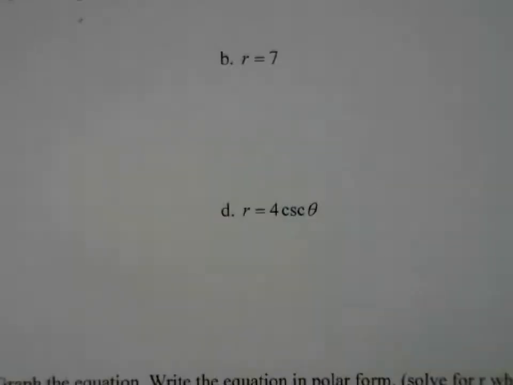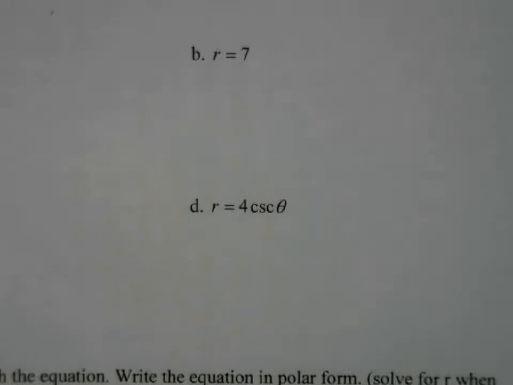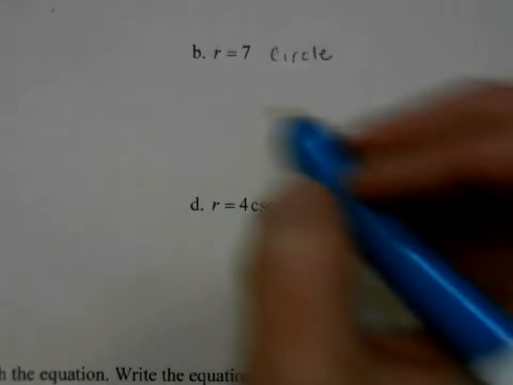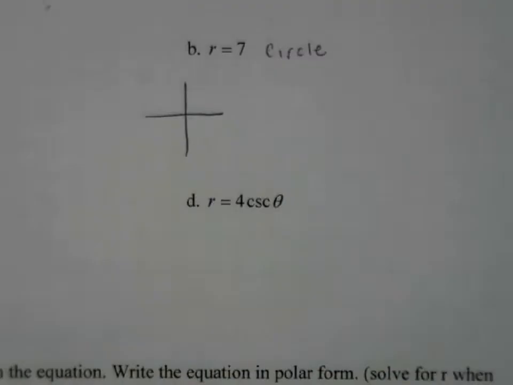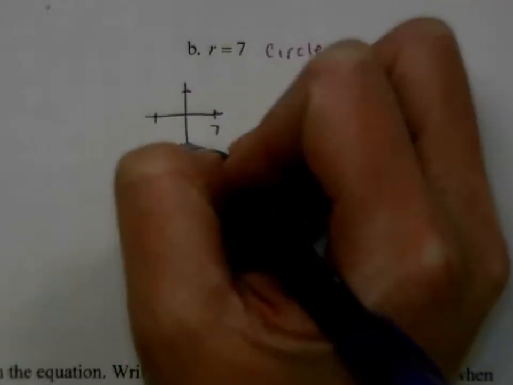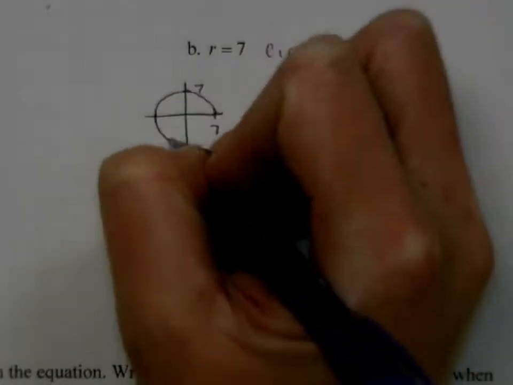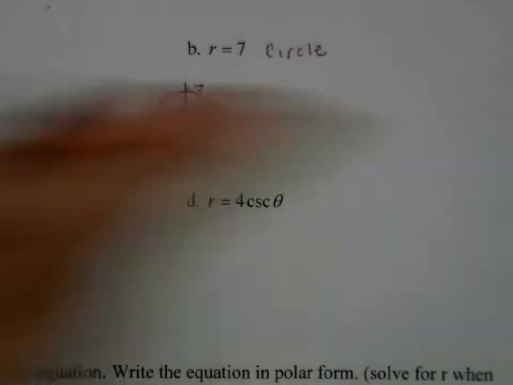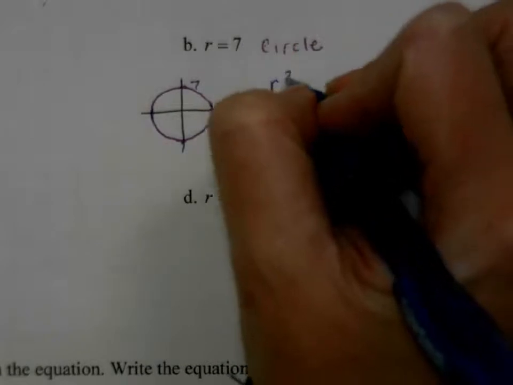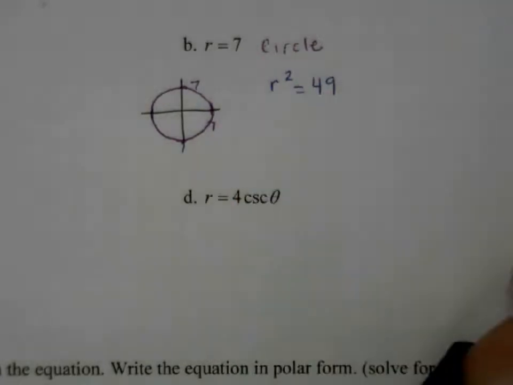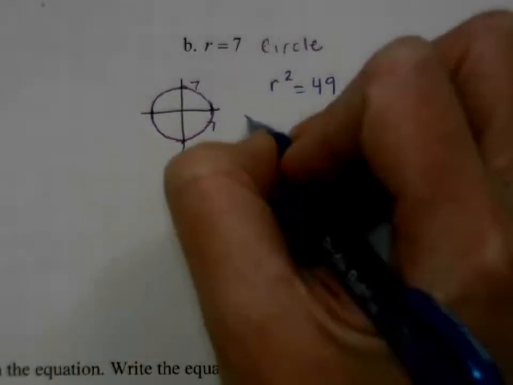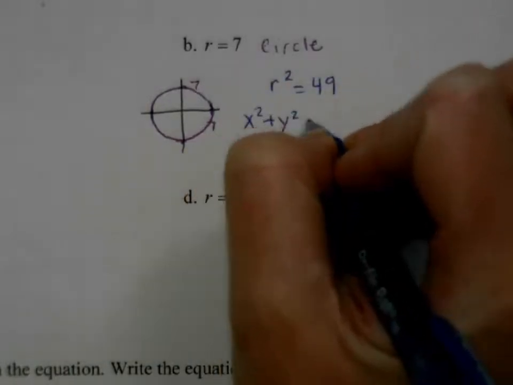R equals 7 is a circle. For the graph, it's just going to go out 7 units. There's that. For our conversions, I know that r squared equals x squared plus y squared. So r squared, if I square both sides, I get r squared equals 49. So we get x squared plus y squared equals 49.